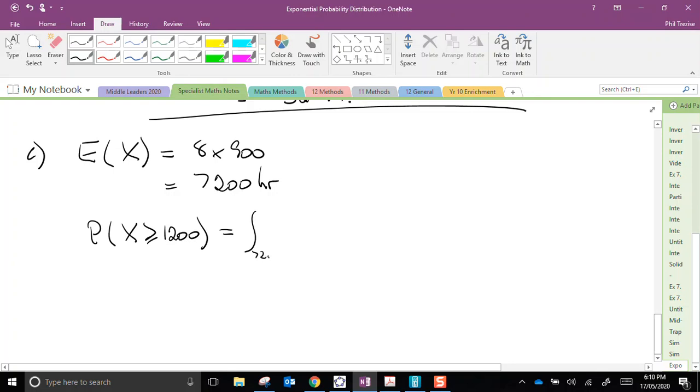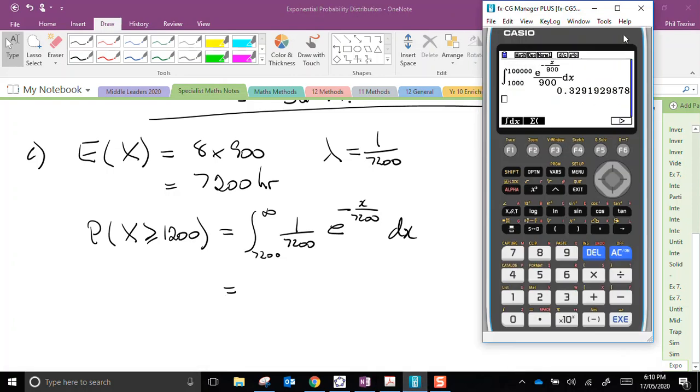It would be the integral from 1,200 to infinity of, now I need lambda, don't I? Remember, lambda is the inverse of the expected value, so 1 over 7,200. That's going to be a small number. 1 over 7,200 e to the power of negative x over 7,200 dx. This time I might just go straight for the technological solution. I'll pretend I'm doing a tech active exam.